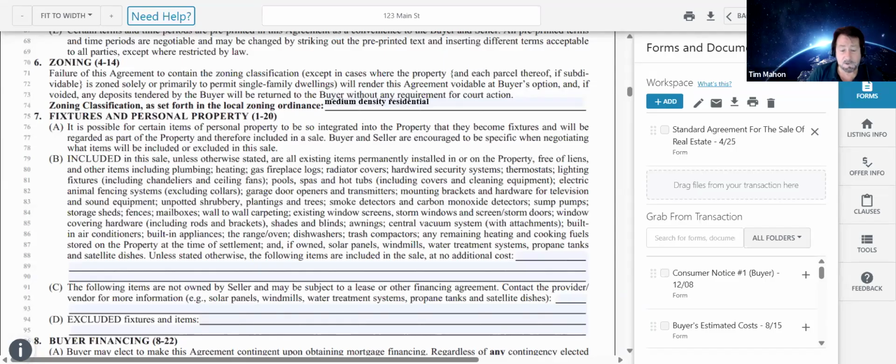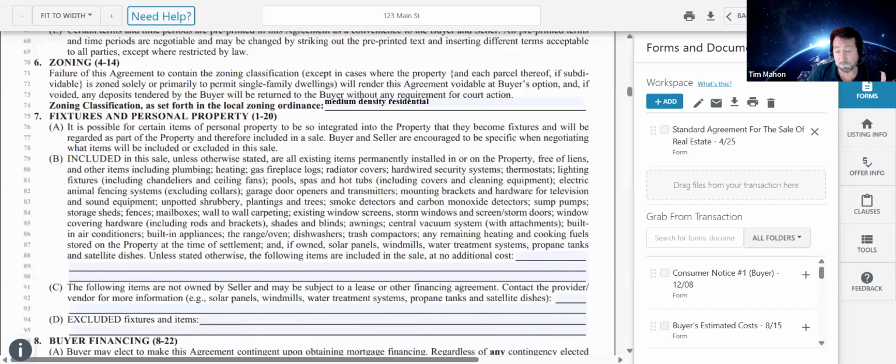Okay. Existing window screens, storm windows, and screen or storm doors, if they exist. Window covering hardware. That includes rods and brackets, shades and blinds, and awnings. It does not include curtains. The curtains don't have to stay. They can be removed from the curtain rod, but you're not supposed to take the curtain rods down. They're attached by a screw or a nail. They now become a fixture.